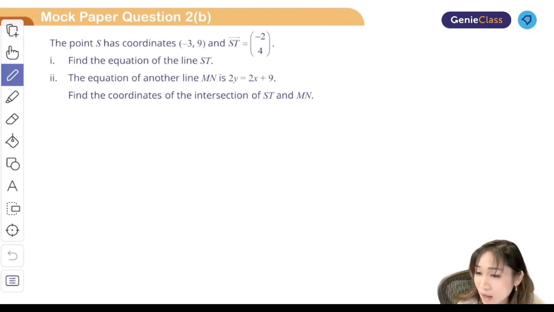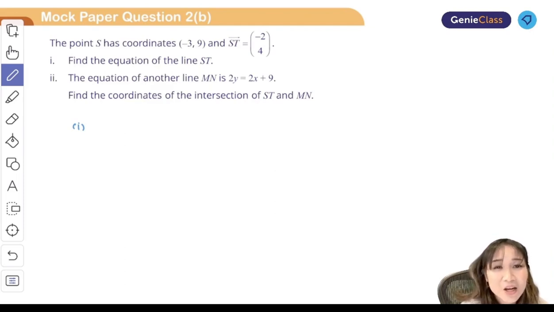Okay, so anyone knows how to find the gradient? Okay, so whenever we want to find the equation of a line, we need two things, right? We need the gradient, and then we need the y-intercept. So how to find the gradient? Anyone? y1 minus y2 over x1 minus x2. Yes, but do we have 2 points? For that formula, we need to have the 2 pairs of coordinates, right?